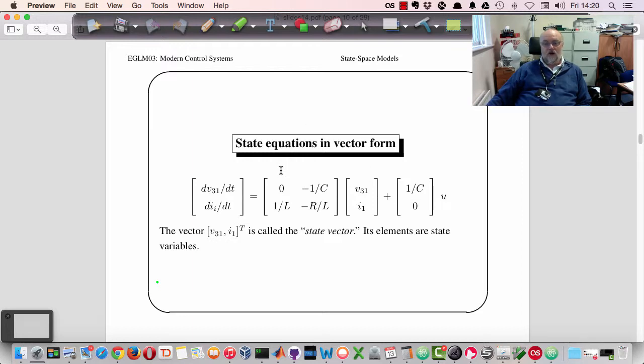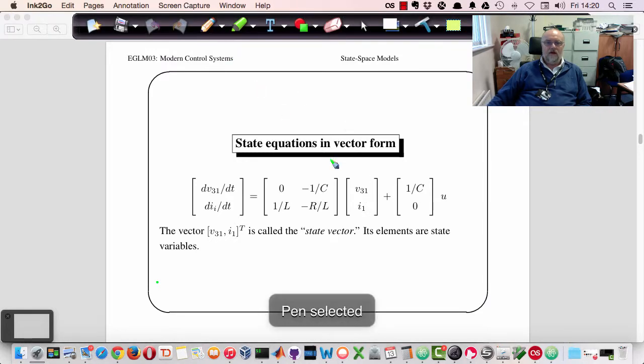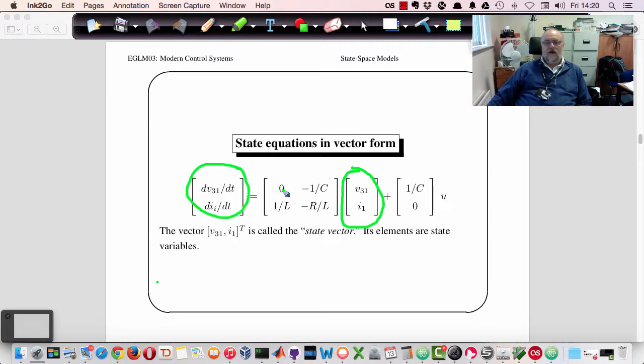We can then put these equations into vector form. Because we've got essentially two equations in V31, I1 and u, we can write the differential equations in a matrix form like this. It's easy to see that these two are equivalent. And we call this vector, V31 I1, the state vector. So that is the state vector, this is the derivative of the state vector, and that's the sort of format we get for the general system, and this is the input to the system.